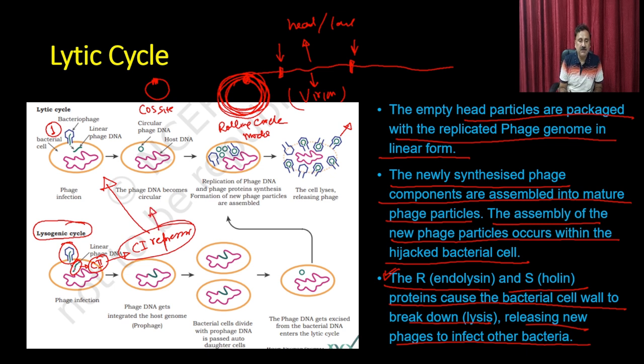And because of that, this is going to be integrated into the genome of the bacteria and it becomes the prophage, right. And then the bacteria is actually going to divide. Okay. So, the bacterial cell will divide without any lysis. Okay. And once they reach a certain stage, then the lytic cycle is going to be activated and it is actually going to do the same.